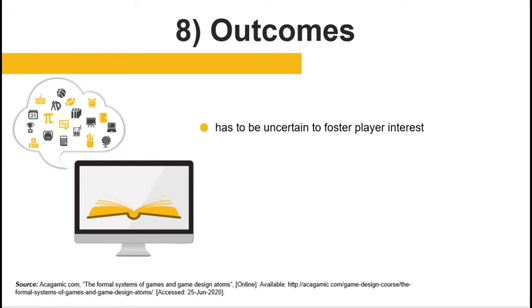Number 8 formal element is outcomes. It has to be uncertain to foster player interest. In games, the outcome is often measurable, like points, and uneven. Winning conditions are different from player objectives. Since players have invested much time and emotion into a game, it is hard to create a resolution that satisfies this investment of players.